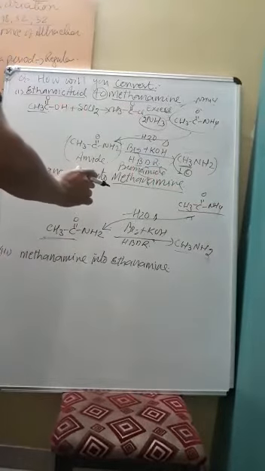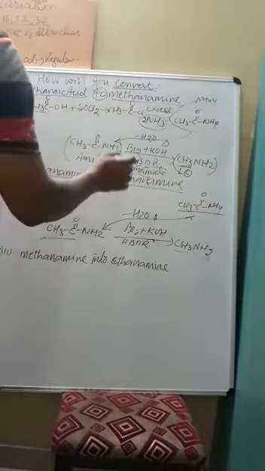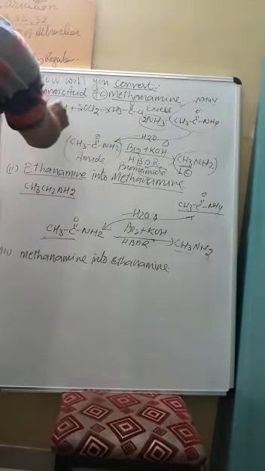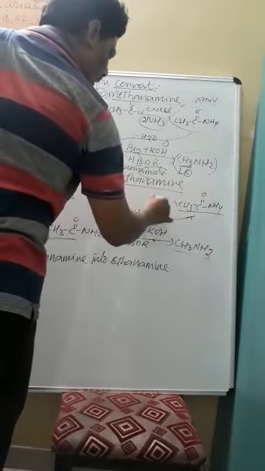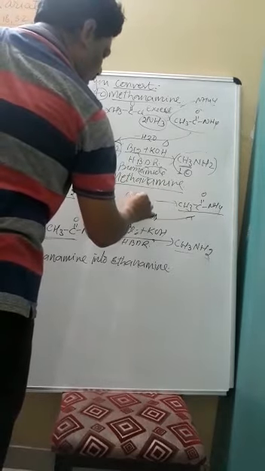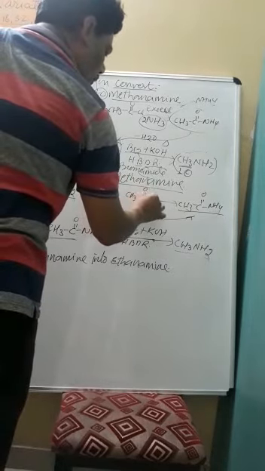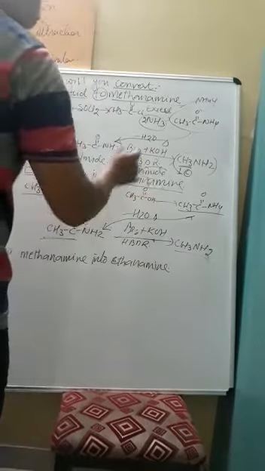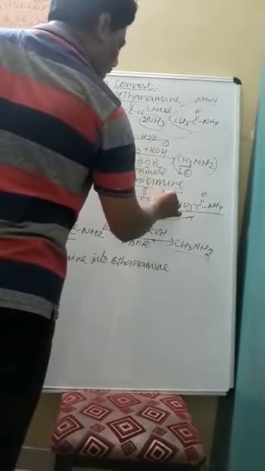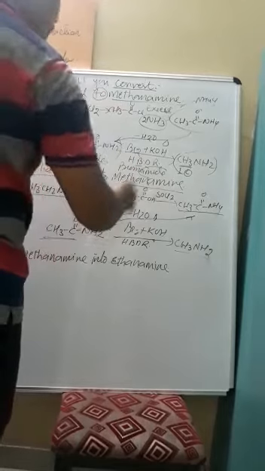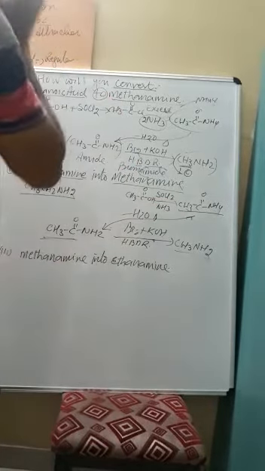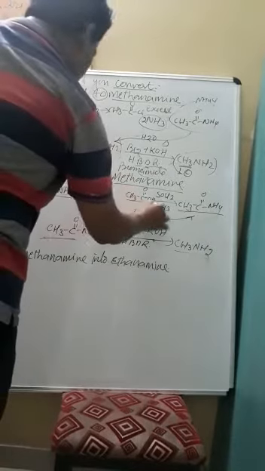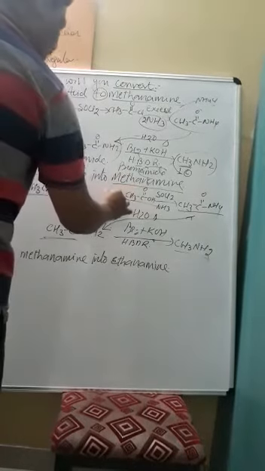Now the question is how to convert ethanamine into ammonium acetate. For this, again we have to check the knowledge from acetic acid. Previously we have checked it. So it can be converted by acetic acid, CH3COOH, and the reaction can be written as SOCl2 followed by excess of NH3.